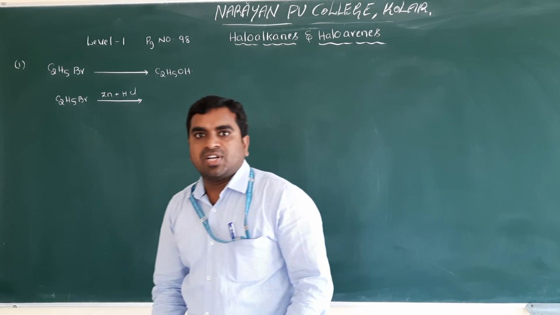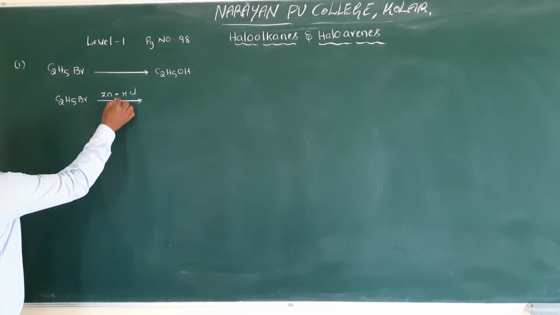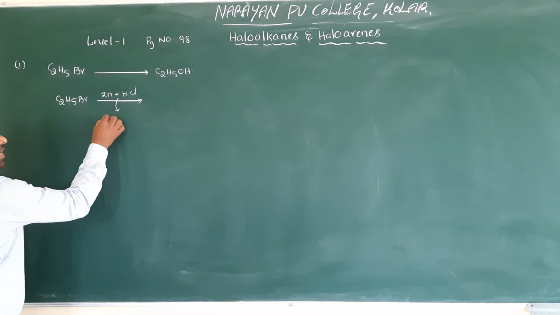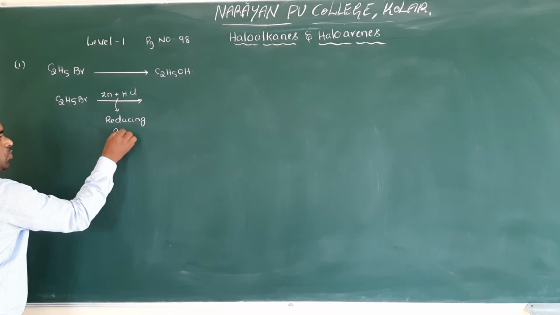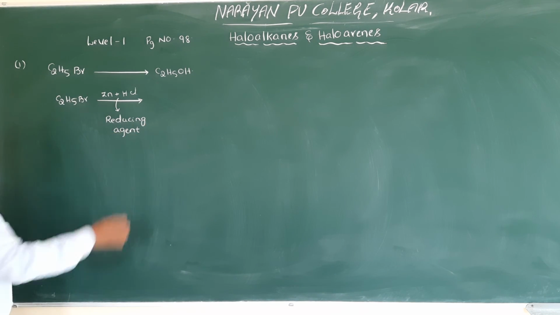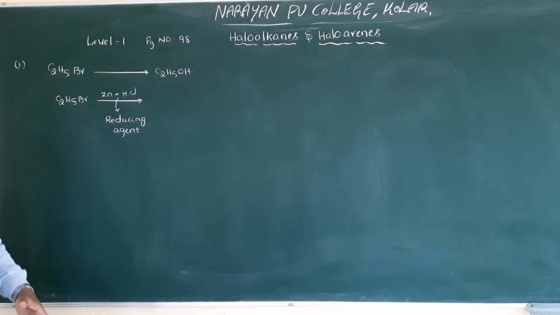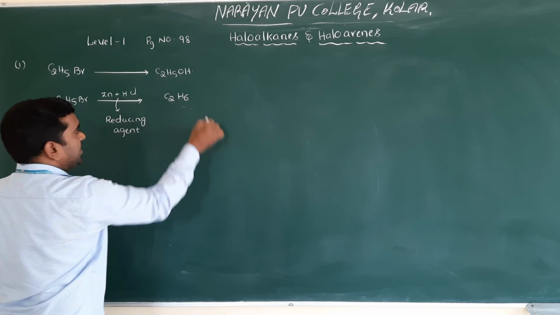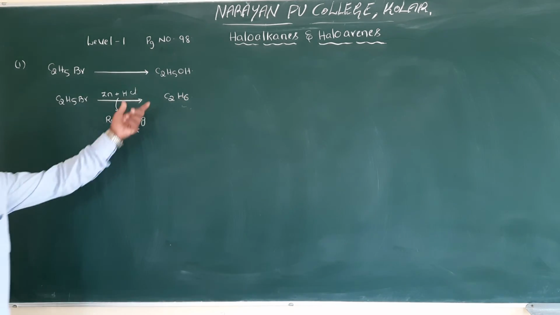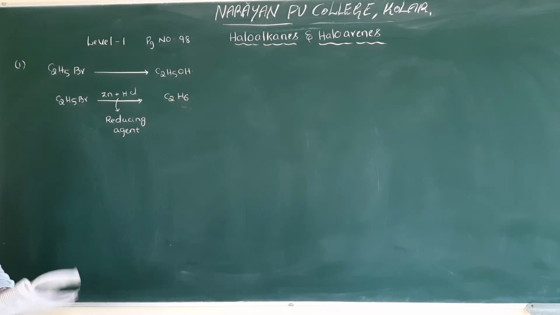As I already mentioned, whenever metal and HCl are used, this reagent acts as a reducing agent. When it acts as a reducing agent, it reduces the ethyl bromide into ethane. So the compound you will get here is C2H6. But what we want here is C2H5OH. So the first option is not correct.